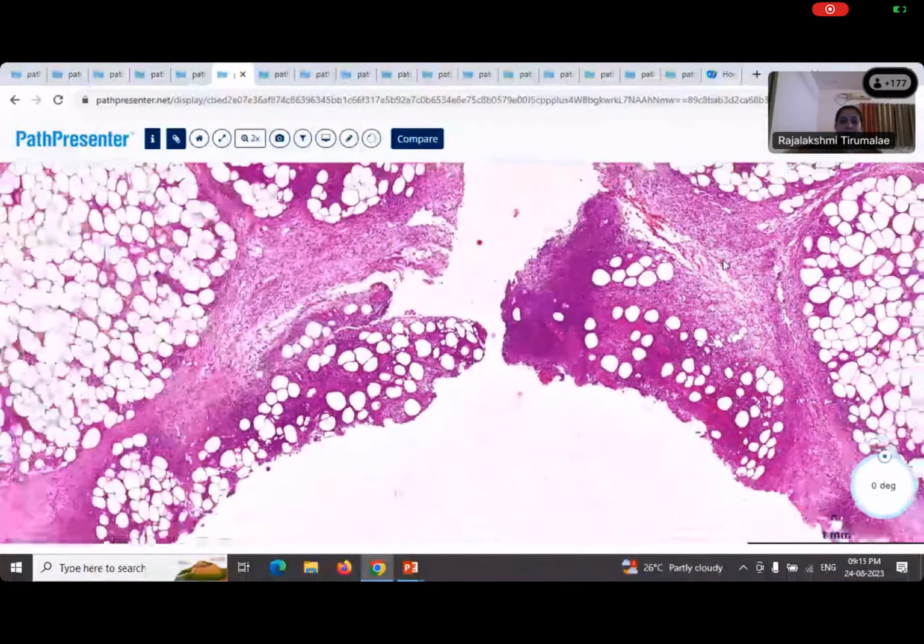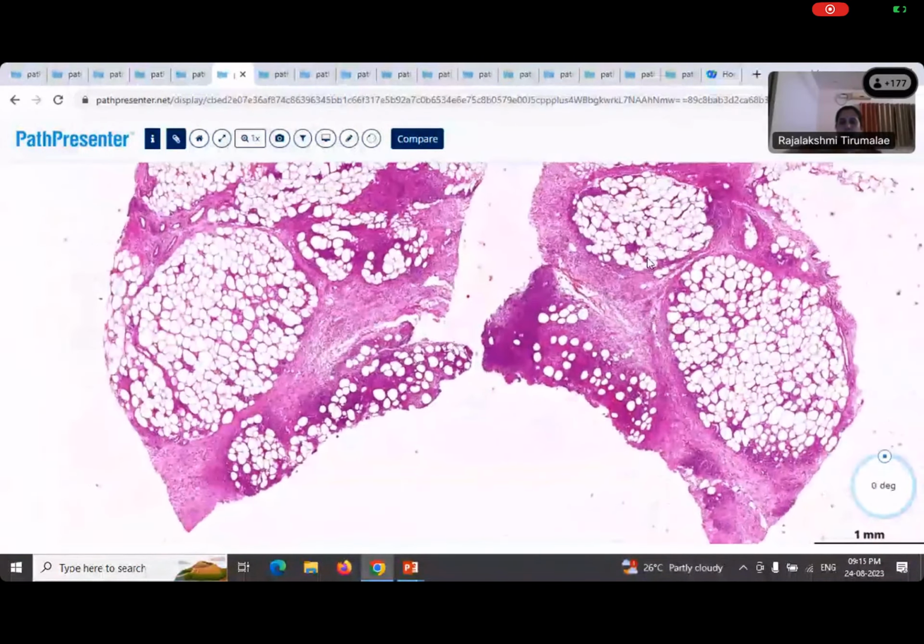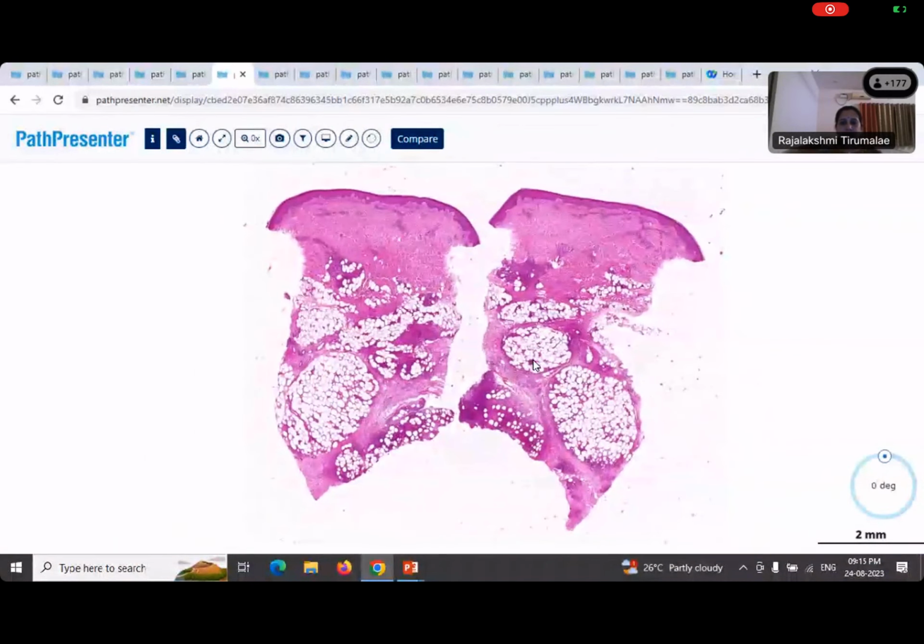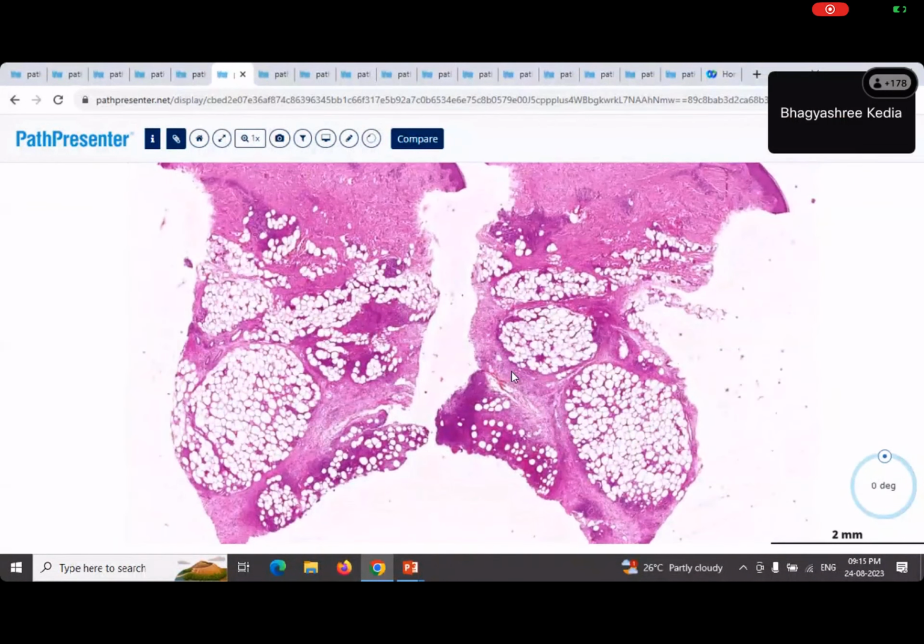So it is predominantly septal. There's a little bit of lobular involvement, right? So what would you want to call this? It's a panniculitis, right? What kind of panniculitis, septal or lobular? Panniculitis, yes, you're right. Is it predominantly septal or predominantly lobular? Predominantly septal.